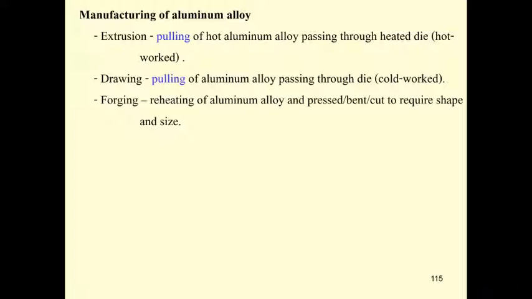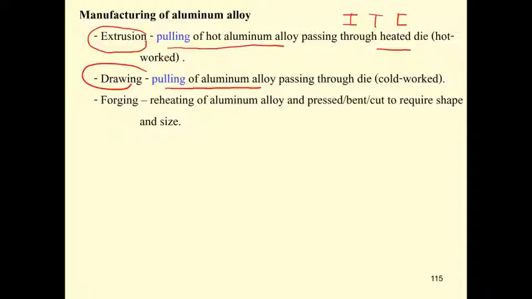The manufacturing process of aluminum alloy has three types. The one that's popular for us is extrusion. You push the aluminum when it's hot, okay, passing through a heated die to build it as an I, a T, or a C section. The second one is drawing. You pull aluminum alloy again, but this one passing through the die by cold working. This is going to produce what's so-called strain hardening.